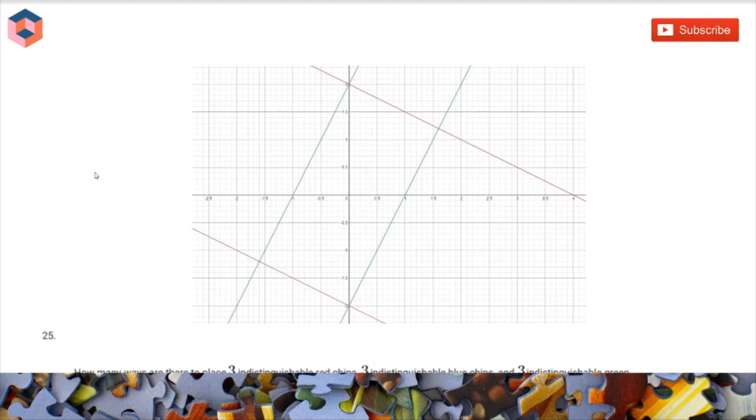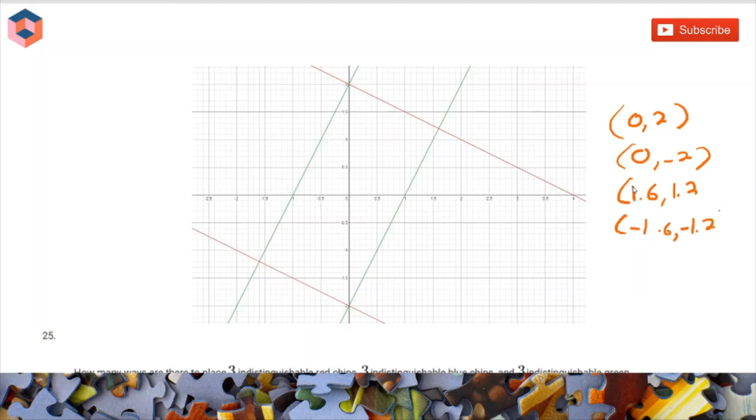So the points of intersection are (2, 0), (0, 2), I mean. Then we have (1.6, 1.2)... so then we have (0, −2). After that, we have the values (1.6, 1.2), and the points (−1.6, −1.2). Which makes sense. If (x, y) is a solution, then (−x, −y) is also a solution.